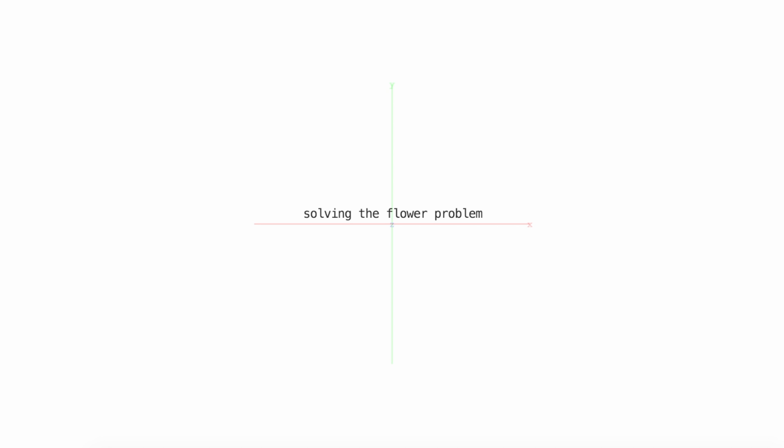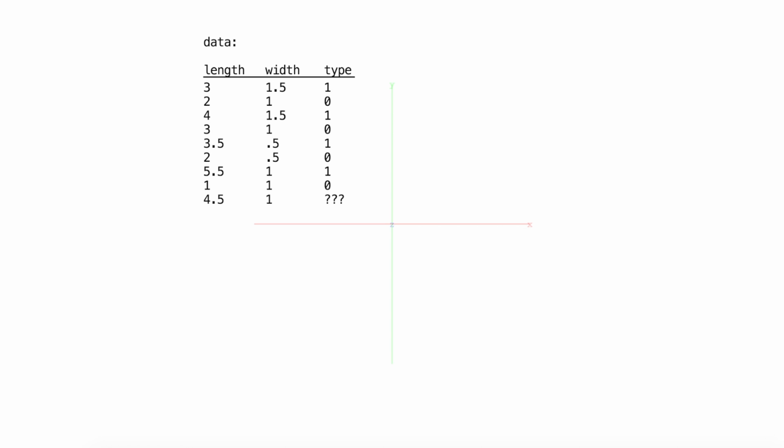Hey everyone, in this video we're going to solve the original problem we started the series out with. That was classifying a mystery flower based on its measurements only. In that problem, this is what the data looked like. She had measurements for each flower, the length and width of its petal, and then the type of flower. She used a number to represent the type, so 1 was red and 0 was blue.